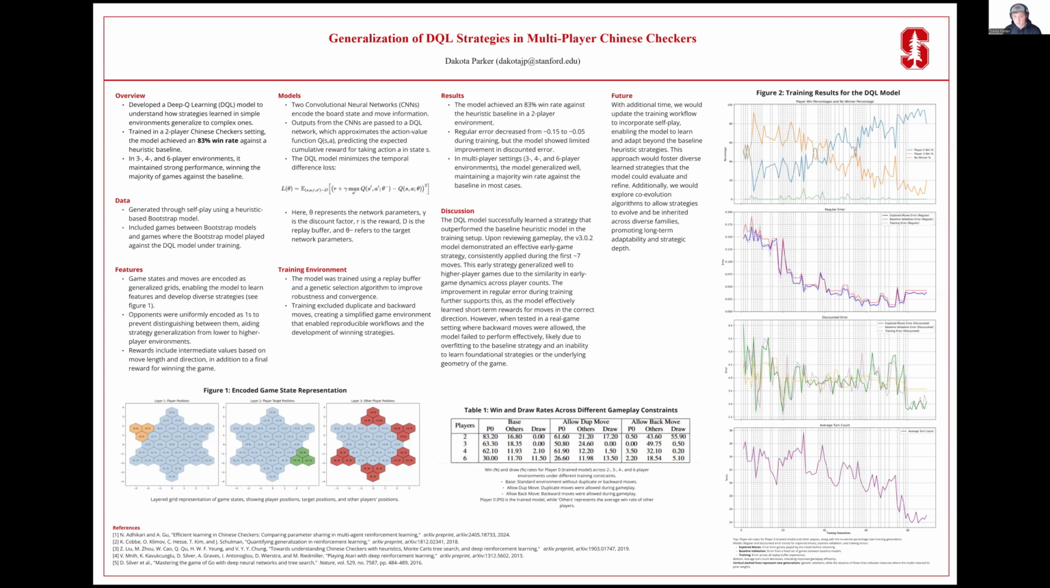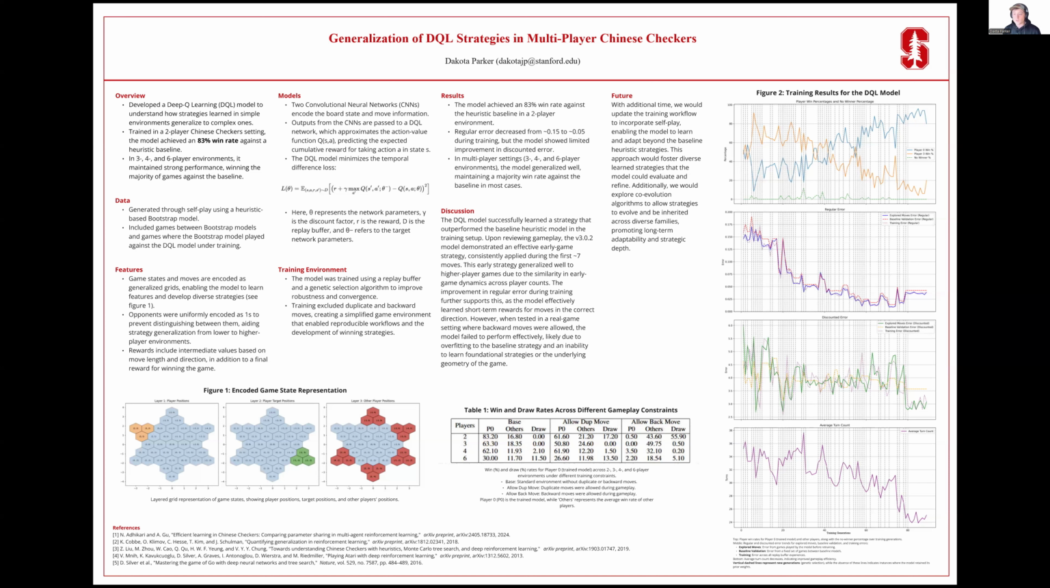The data that I used to train this model was a bootstrap dataset generated by play with the heuristic model. This is how I originally populated the replay buffer, and I would run one training iteration on this, and then I would have the trained model play the heuristic model, and then add those experiences to the replay buffer so it could learn what works and what doesn't.